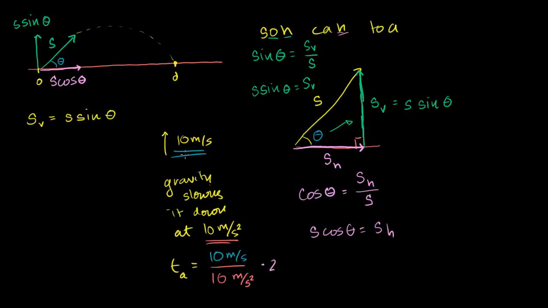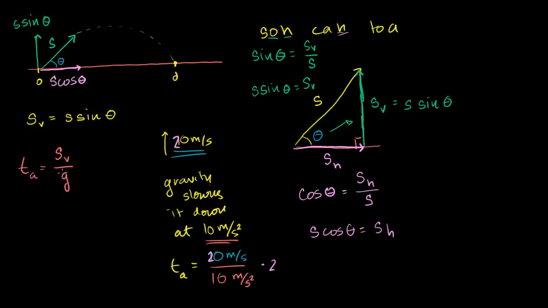If the object was moving upwards at 20 meters per second, and gravity is still slowing it down at 10 meters per second squared, then it's going to take 2 seconds. So if that was 20, then this would be 20. And it'll take 2 seconds to slow it down to 0, and then 2 more seconds until it hits the ground again, for it to speed back up as it approaches the ground. So no matter what your upward velocity, the time up is going to be your vertical speed divided by the acceleration of gravity.